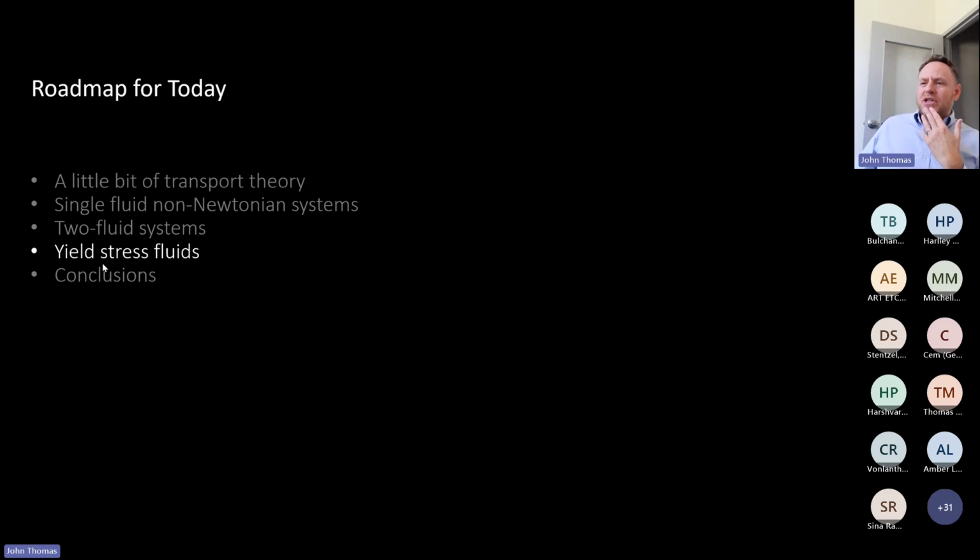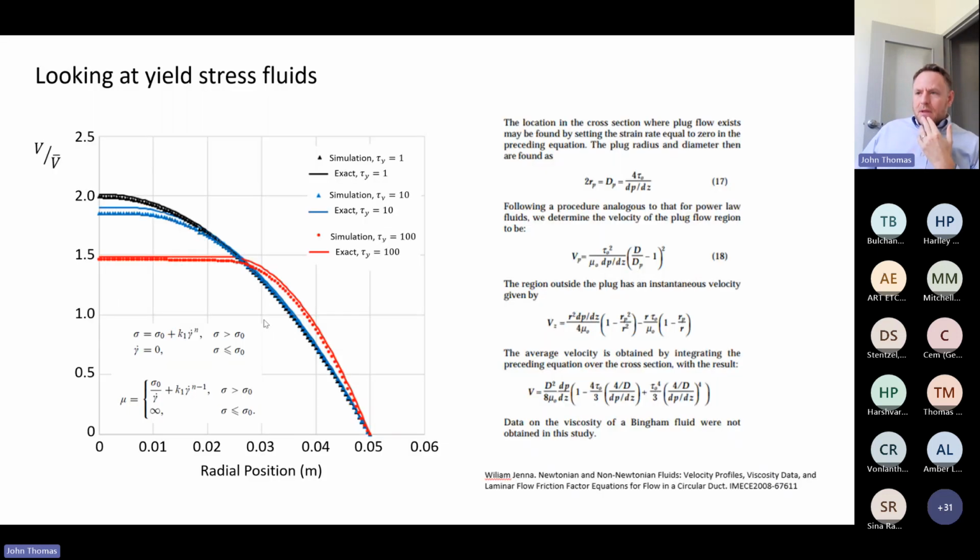As a last point, let's talk about yield stress fluids. Yield stress fluids are just different. Let me explain what a yield stress fluid is. A yield stress fluid is a fluid that doesn't move unless the applied shear stress exceeds some critical value. Let me illustrate this within the context of a pipe flow problem.